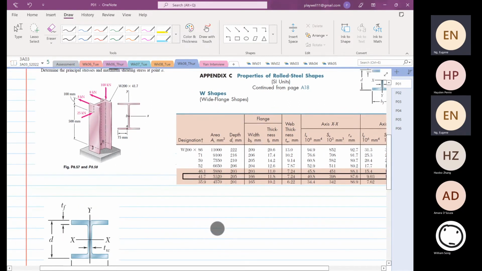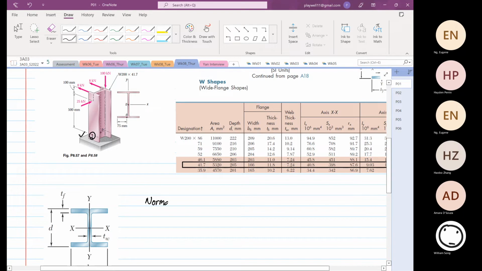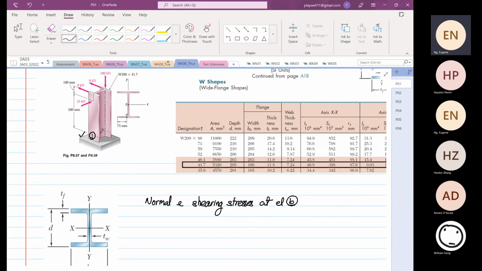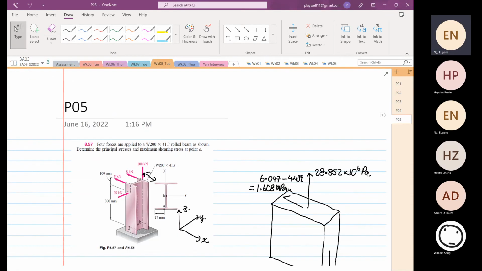So I have completed looking at the stresses at point A. Okay, this one we have done. So we are now looking at normal and shearing stresses at element B. And if you look at the lecture on Tuesday, right? This is our lecture on Tuesday.